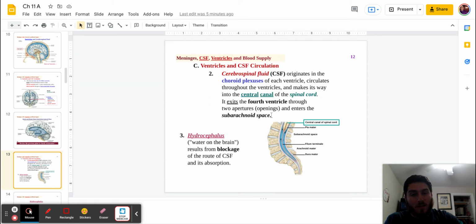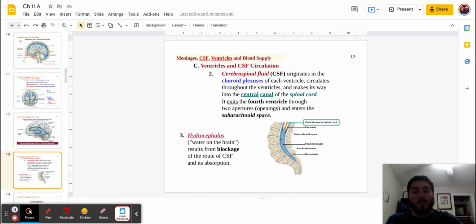And that's why if they ever do a spinal tap, lower, right, it's in the subarachnoid space, you're able to get it way down here. We'll talk about this a little bit more later, but the point is you can get it down at the lower end of the spine. All right. So if you have any questions on that first part, let me know.